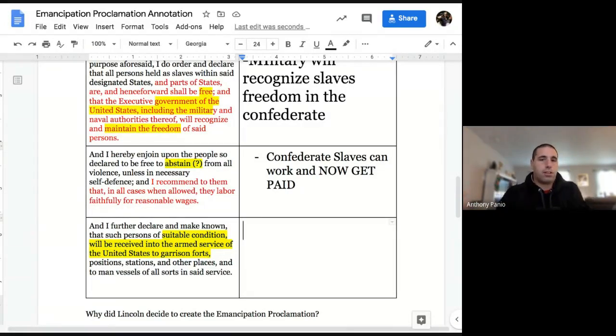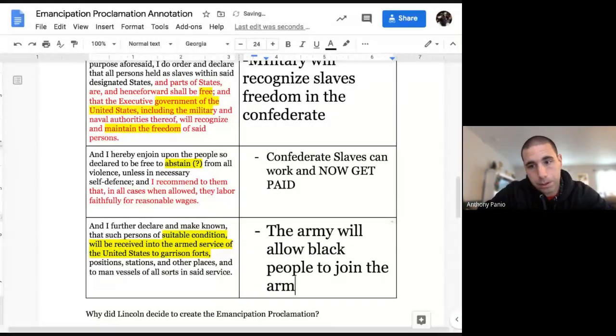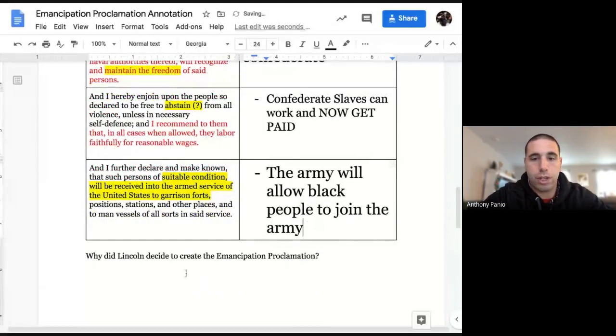People like Frederick Douglass said, this is stupid. You have plenty of black people in the North that can help out and fight. You have plenty of slaves that were willing to come fight for you. Why wouldn't you open up to the military? Basically, Lincoln was worried that if he did that, that would upset some of the border states. But essentially, by 1863, he does do this. Lincoln basically says here that the army will allow black people to join the army. Now this starts to lead into the why.